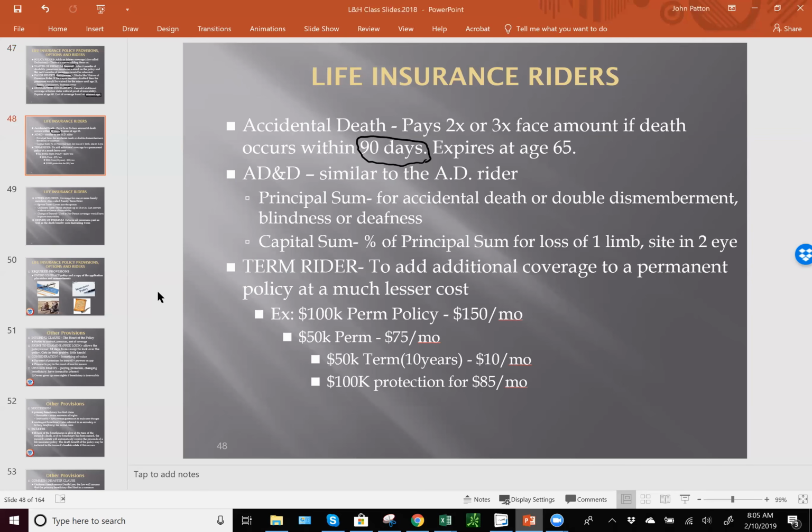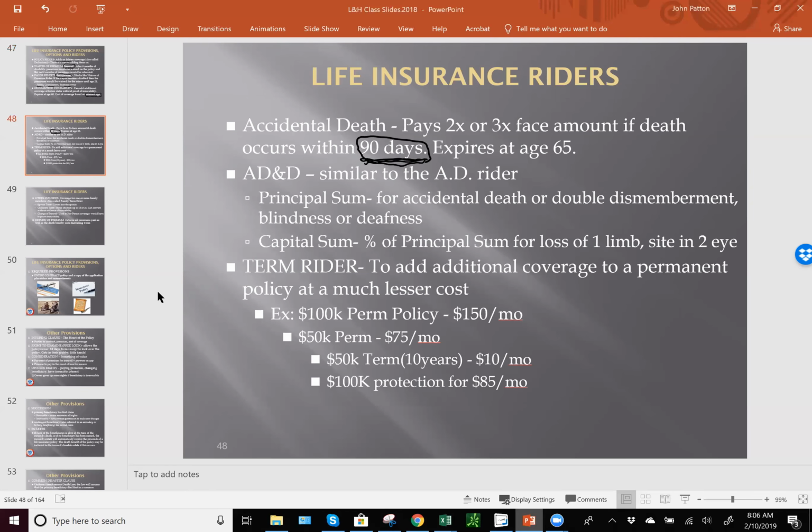Next, we have the accidental death and dismemberment rider, or AD&D rider, which is similar, but it's going to state an amount that it would pay for an accidental death. That amount is called the principal sum of the AD&D rider. So it would pay that principal sum, whatever amount stated, for an accidental death. Now, for it to pay for an accidental death, death must occur within how long do you think? Hopefully you say 90 days. So that 90 days for accidental death will be consistent throughout your test. It would also pay the principal sum if there is a double dismemberment or permanent blindness or permanent deafness. Then the insured would receive that principal sum.